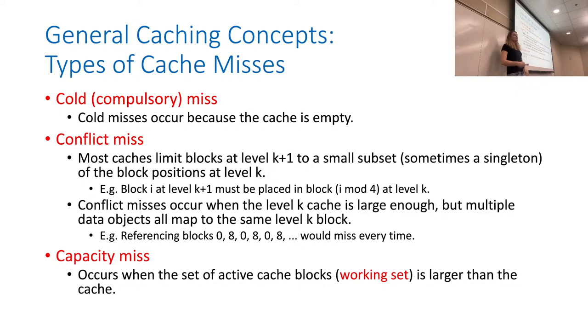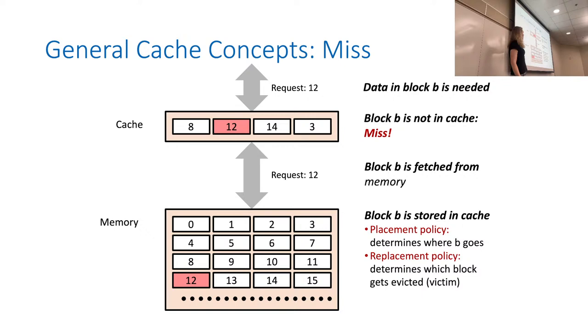A capacity miss is really the worst, which occurs when the set of active cache blocks is larger than the cache itself. If, say, the computer, in this example, needed 5 of these blocks pretty much regularly, say the loop it's executing encompasses 5 blocks worth of data, and your cache holds 4 blocks of data, then you're going to miss a lot. Okay?